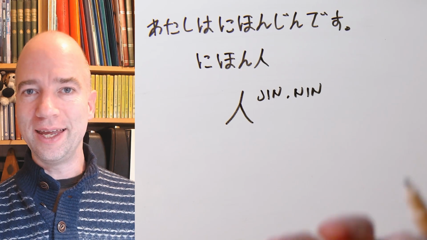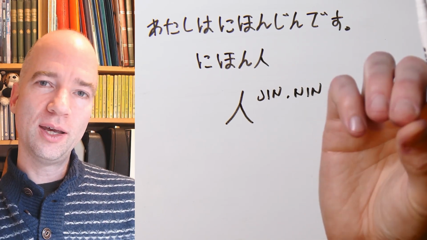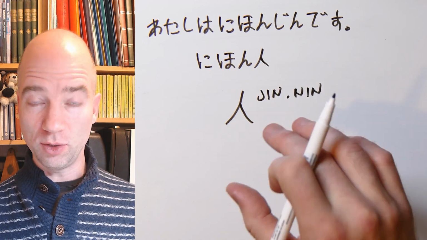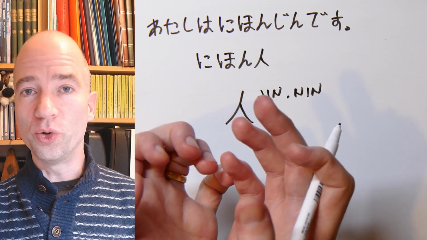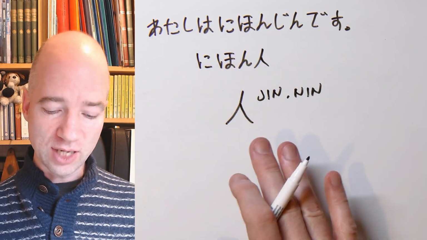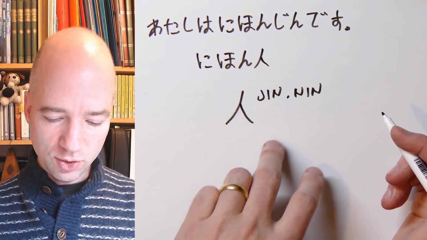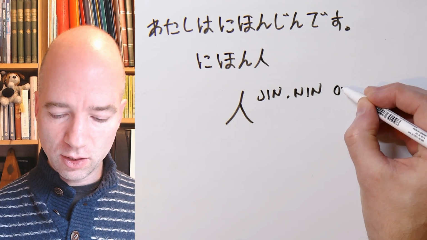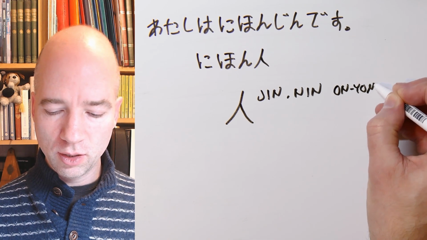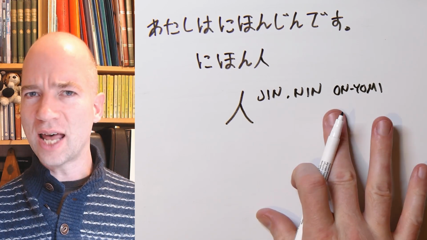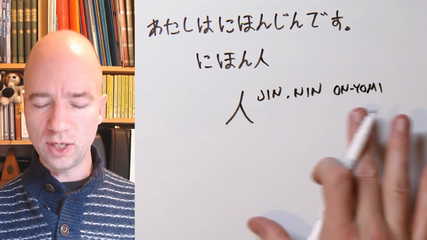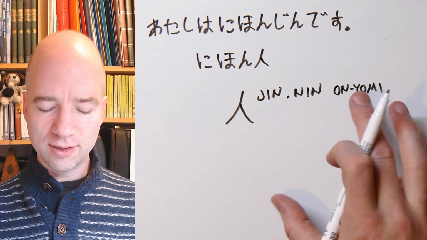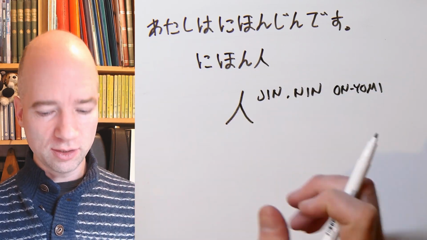What you will often see is that in compound words, there seems to be a tendency for the Chinese readings to be used, and when the word is on its own, there's more of a tendency for the Japanese reading to be used. So jin, nin is what's then known as on'yomi, which I think means sound reading. Yomi means reading, on means sound, I think, in this case. So it's the reading that is of the sound of Chinese.